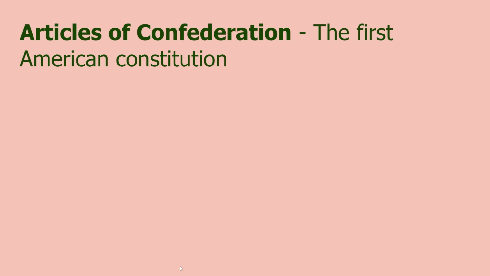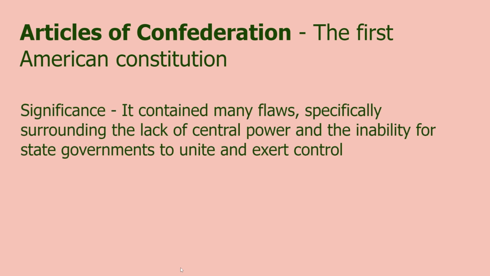Articles of Confederation, the first American Constitution. They contain many flaws, specifically surrounding the lack of central power and the inability for state governments to unite and exert control. So because of the weak government that was set up under the Articles, the U.S. Constitution was crafted, which still stands today.